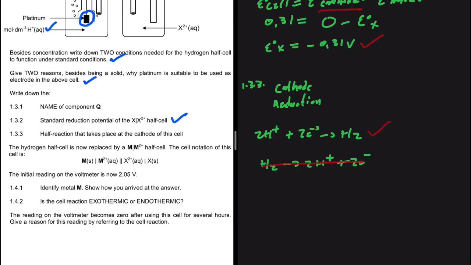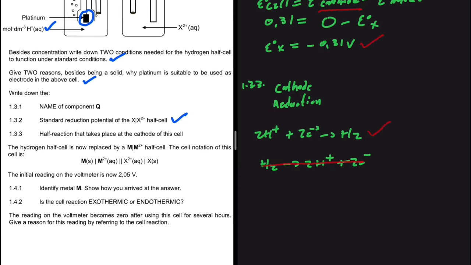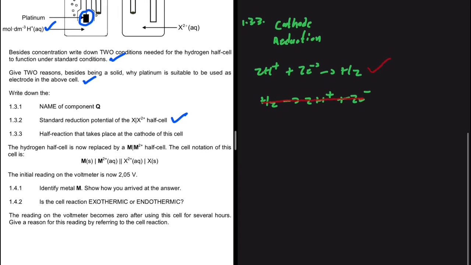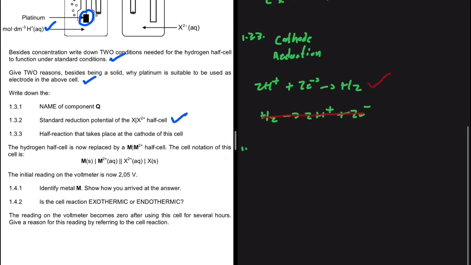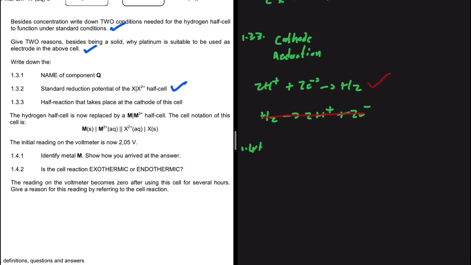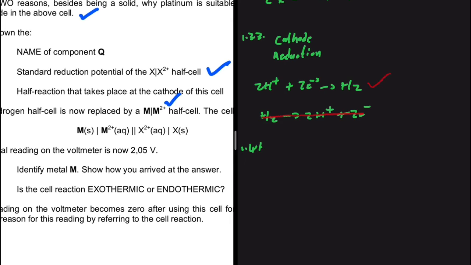When you have an equation which requires the half reaction at the anode, 1.4.1, the hydrogen half cell is now replaced with an M/M2+ half cell. The cell notation of this cell is given. Okay, well, this is our anode and this is our cathode.